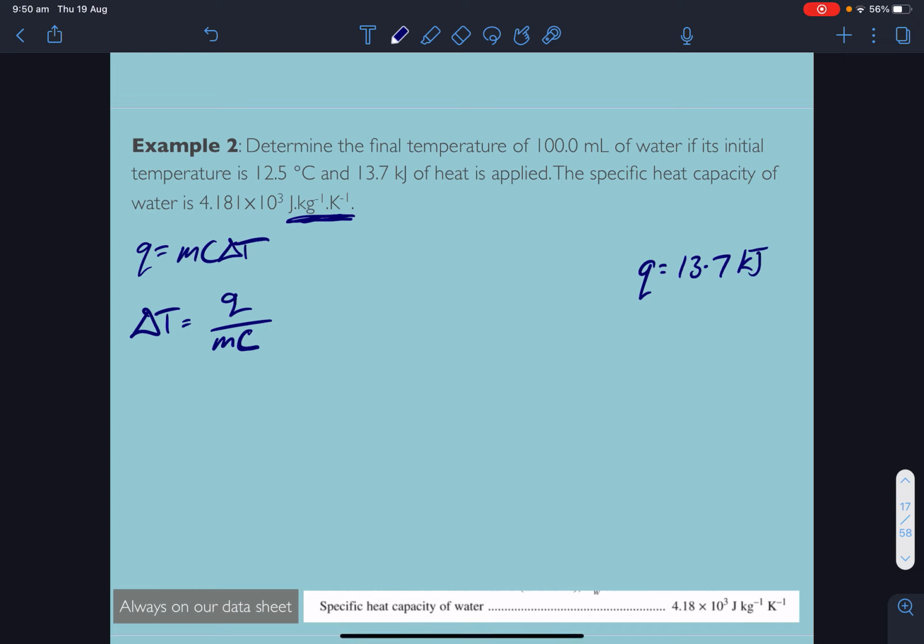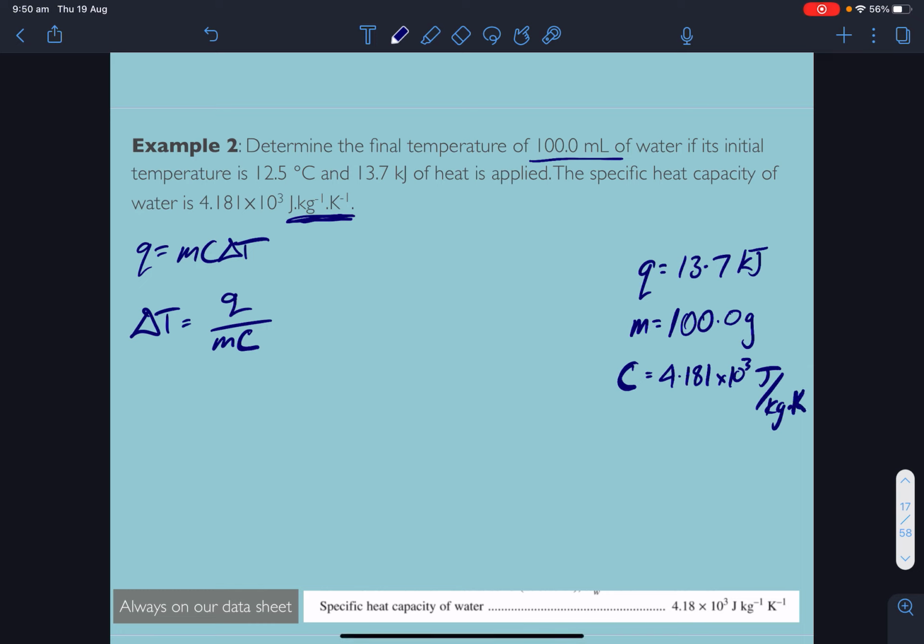M equals, what mass have we got? 100.0 ml of water. I'm going to assume that it's 25 degrees Celsius, etc., and just put that as 100.0 grams, because I know the density of water there. C, the specific heat capacity, is given as 4.181 times 10 to the 3 joules per kilogram per Kelvin.